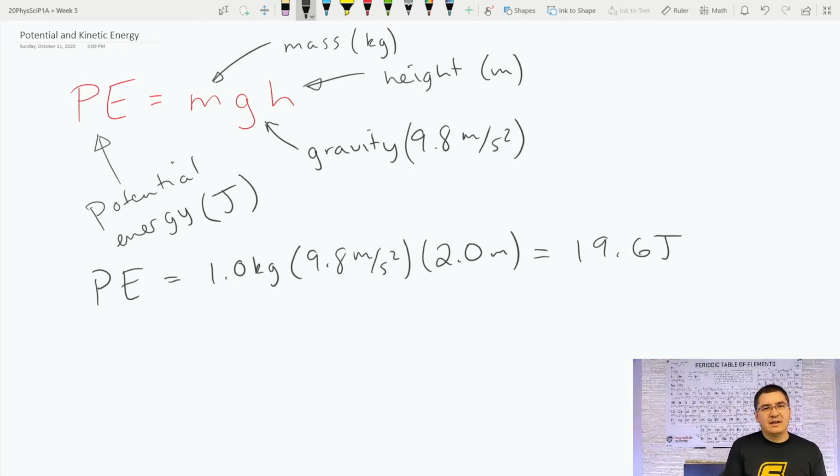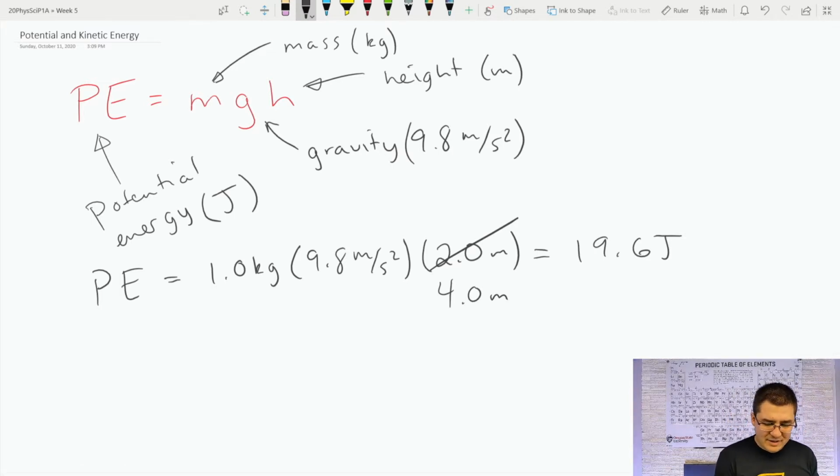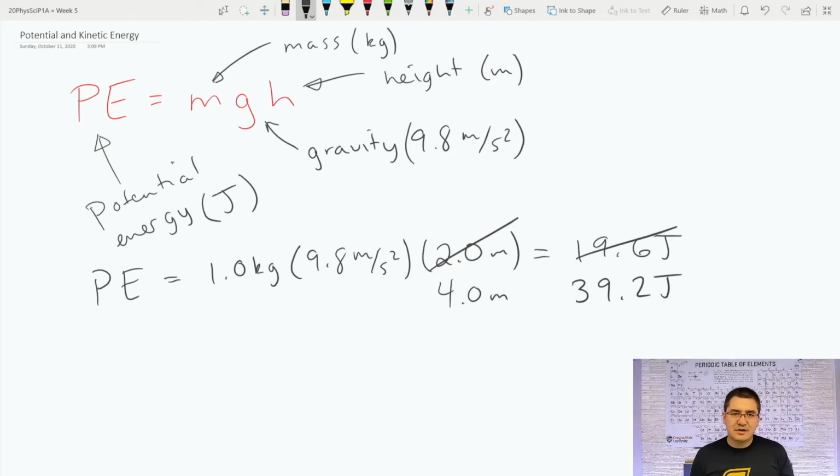What happens if I lift this up to 4 meters, which I can't quite reach? Well, if I change that to 4 meters and I multiply, that comes out to 39.2 joules instead. Again, in my calculator, I just typed in 1 times 9.8 times 4. I multiply them all, and that comes out to 39.2 joules.